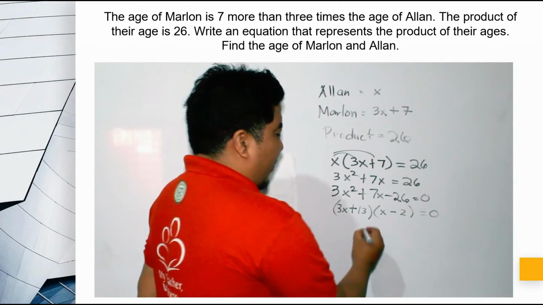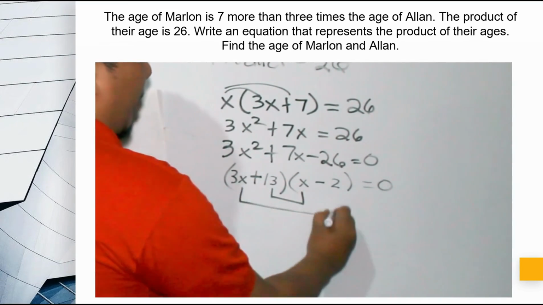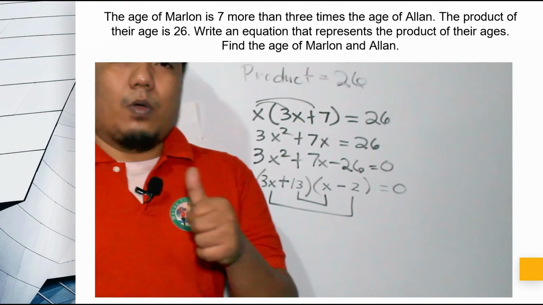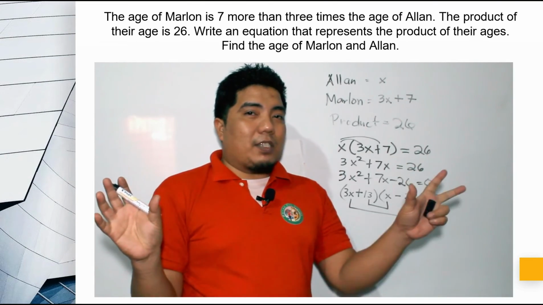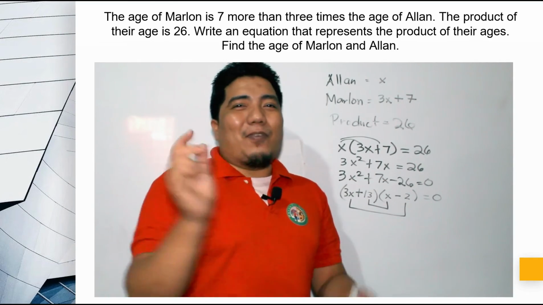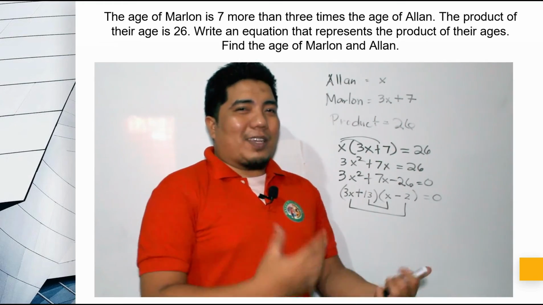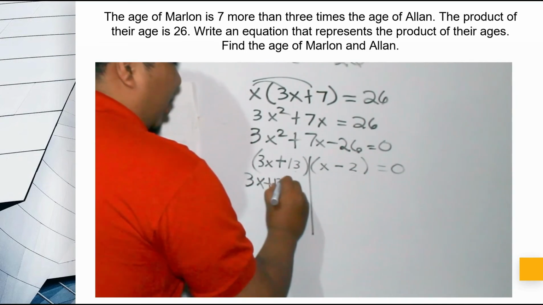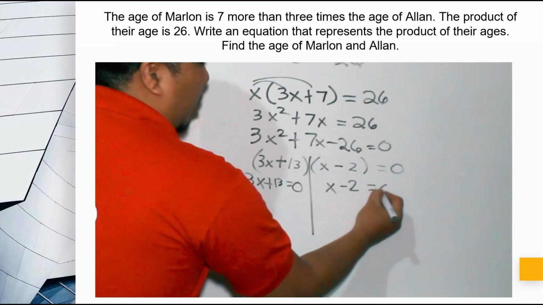Okay, let's try. If we multiply this, that is 13x. If we multiply this, that is negative 6x. So, negative 6 and positive 13. If you add them, the answer is positive 7. Then, the first trial and error that we did is correct. Okay. So, what we need to do here is to solve them separately. So, this is 3x plus 13 is equal to 0, while this will become x minus 2 is equal to 0.